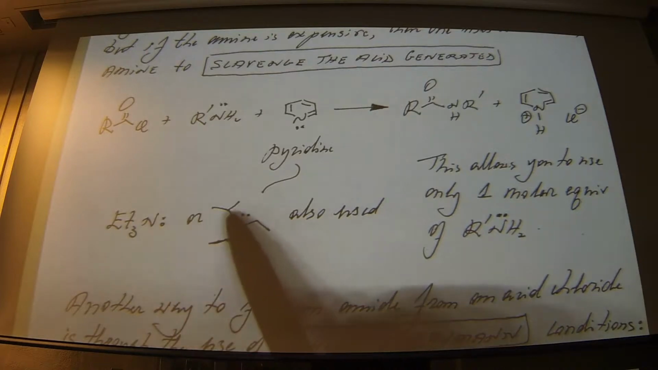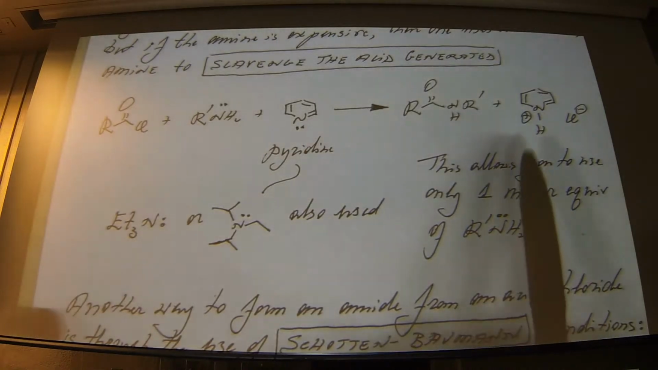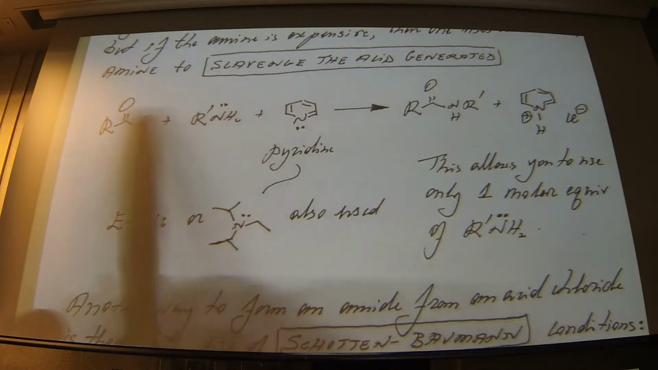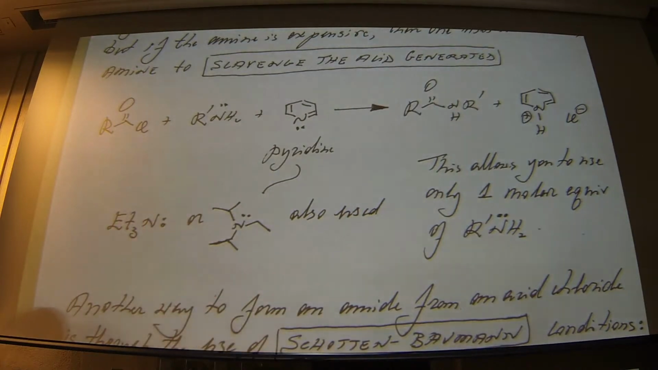And so any tertiary amine will work. Triethylamine can work. Diisopropylethylamine can also be used. Pyridine is the one that probably gets used the most, and it allows you to have a one-to-one stoichiometry of amine to acid chloride.